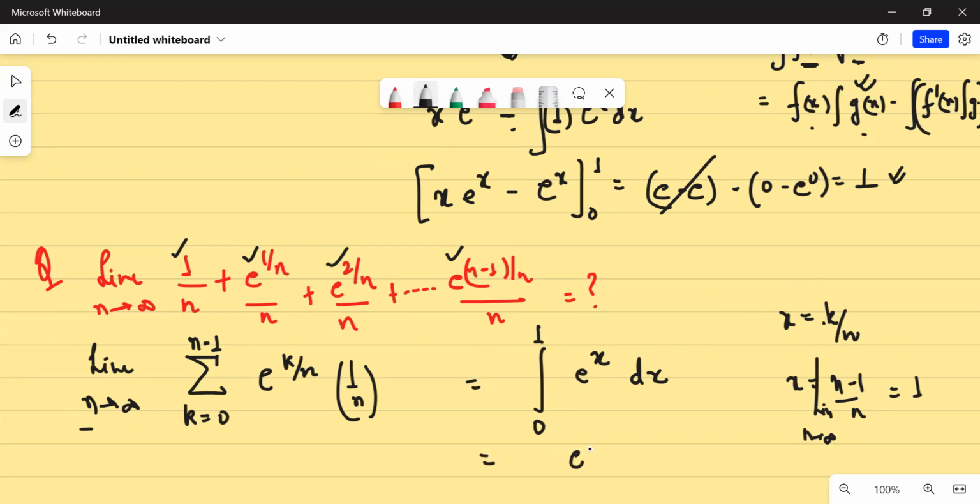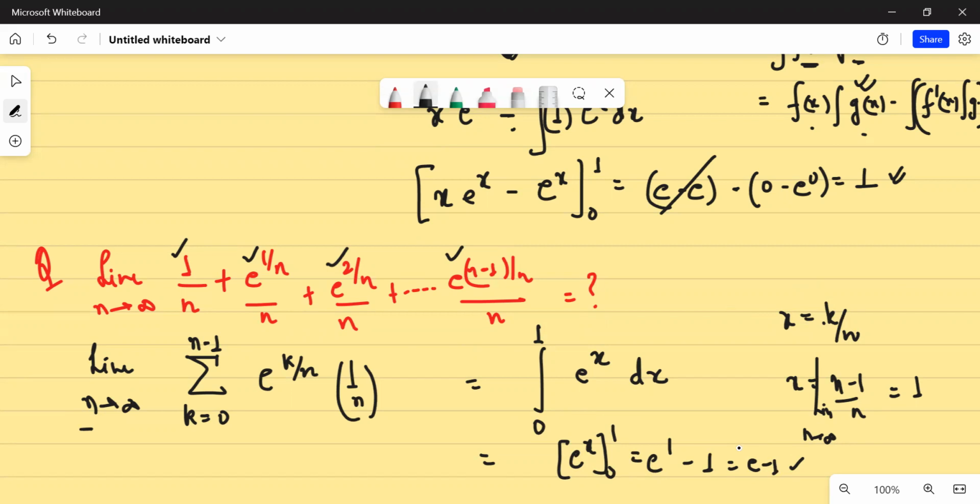What is the integral of e to the power x? It is e to the power x from 0 to 1. You'll get e to the power 1 minus 1. So the answer would be e minus 1. Is that clear? Yes, sir. Okay, so such are the questions. Such questions you will be asked in the examination. Questions of this kind keep coming in exams. I hope you will be able to get those questions.